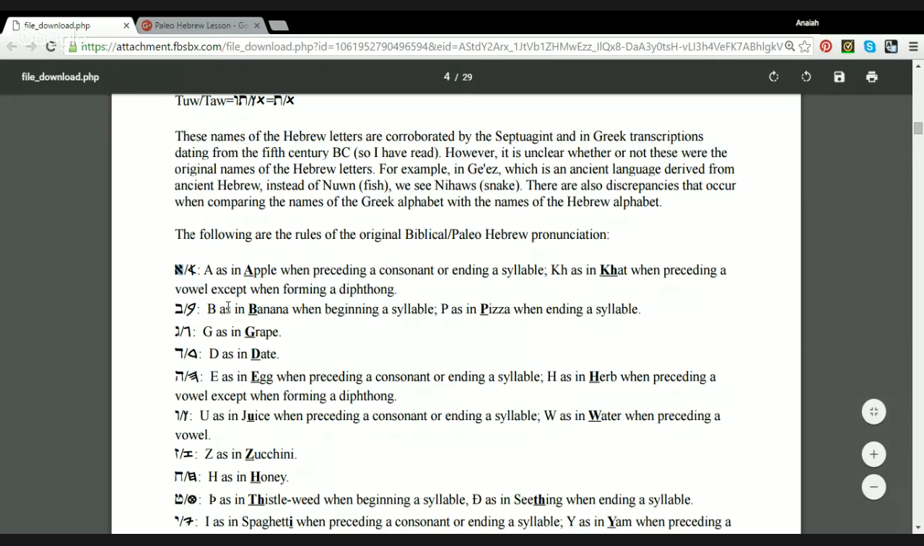Then B as in banana when beginning a syllable. P as in pizza when ending a syllable. I'm going to try to give my justifications for some of these in a little bit. G as in grape. D as in date. I'm using food names if you couldn't tell. Hopefully you won't get hungry.